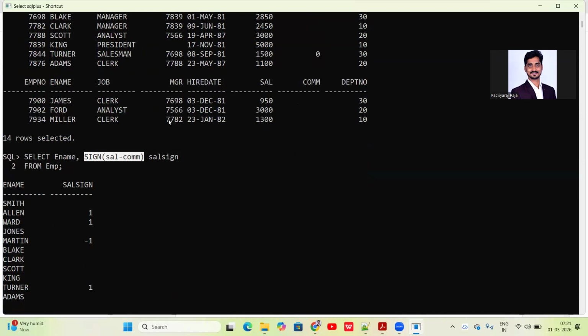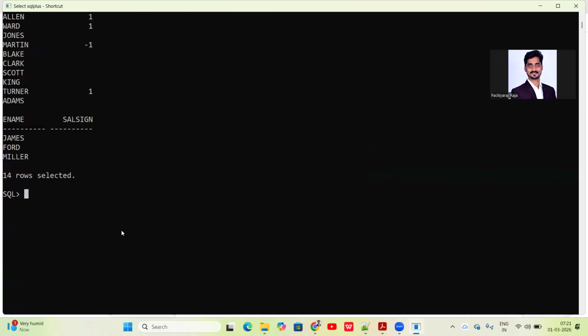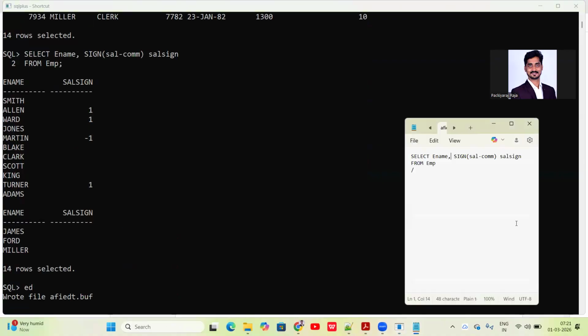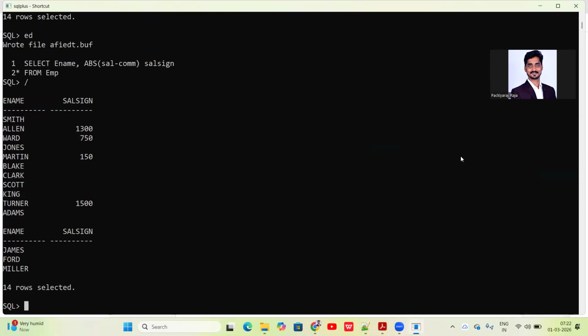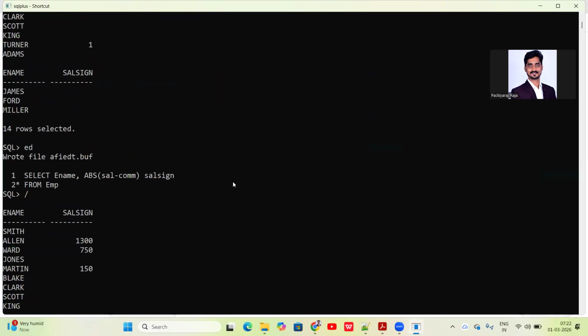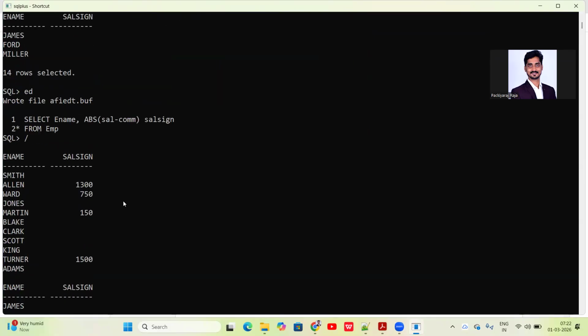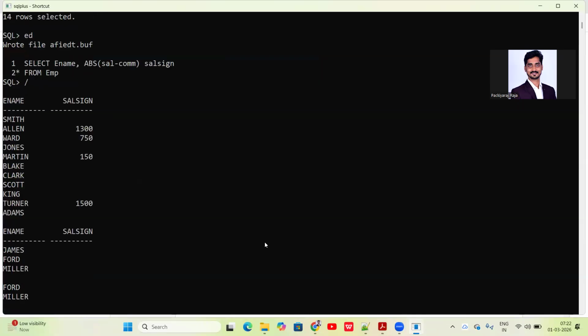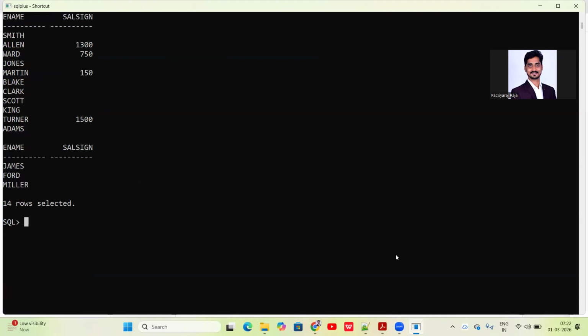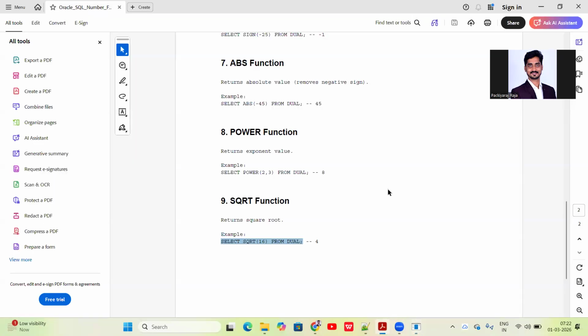Okay, so absolute. In this, if you use absolute, then it will give all positive. See, it will remove that minus sign. Absolute value. If you use it in a nested way also, it will remove it. That's the way we can use this function. So use it wisely and get the best out of it.